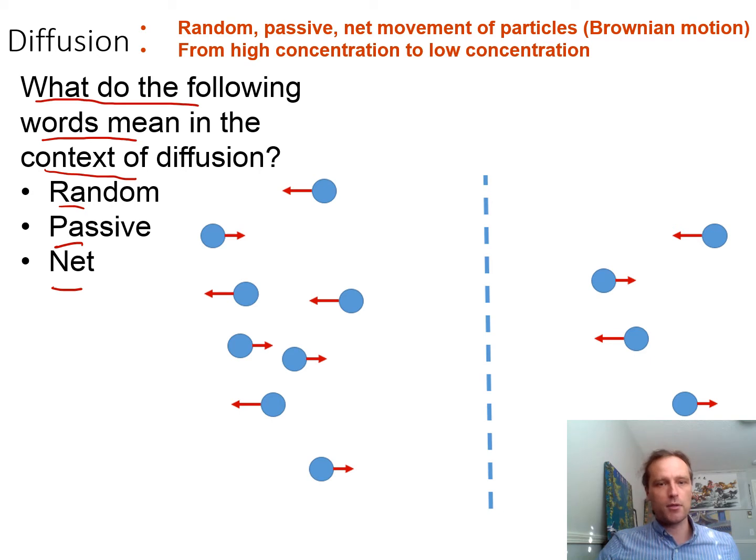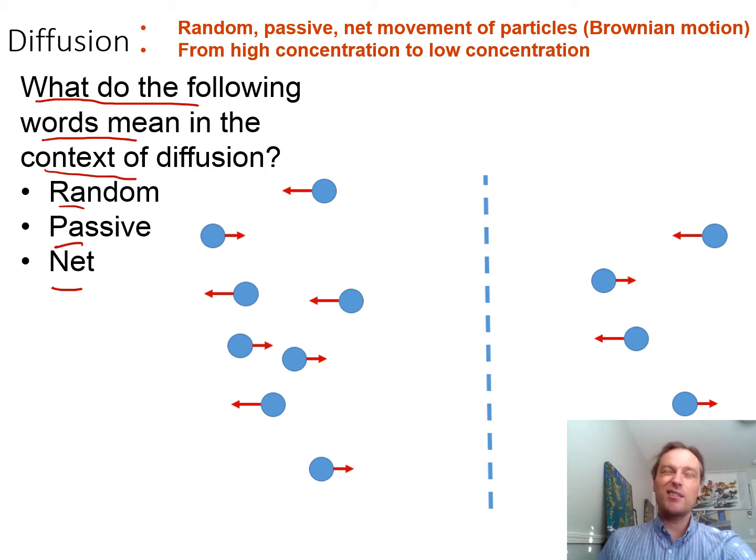Okay, well, if you haven't paused it, you missed your chance. I will now explain it for you. What do the following words mean? Random. The movement of molecules is random. So from high concentration to low, it's just that in that area of high concentration, randomly, more of them will be going away from that area.